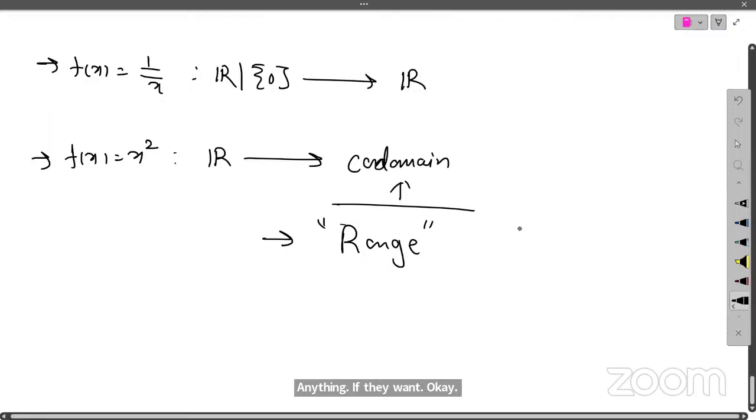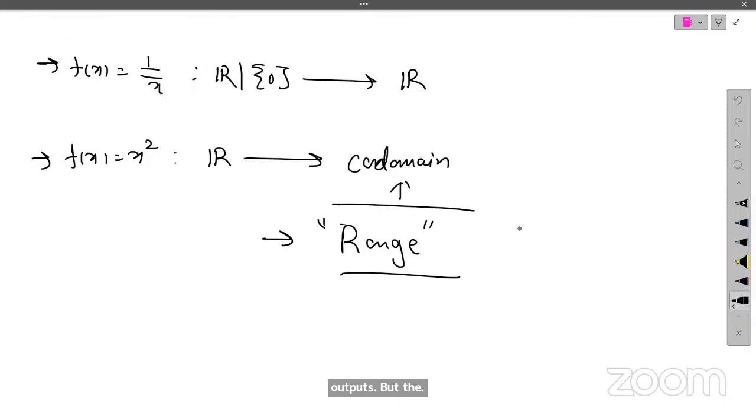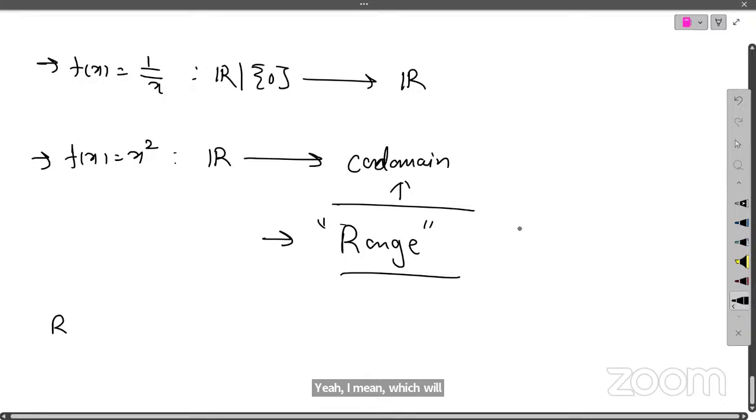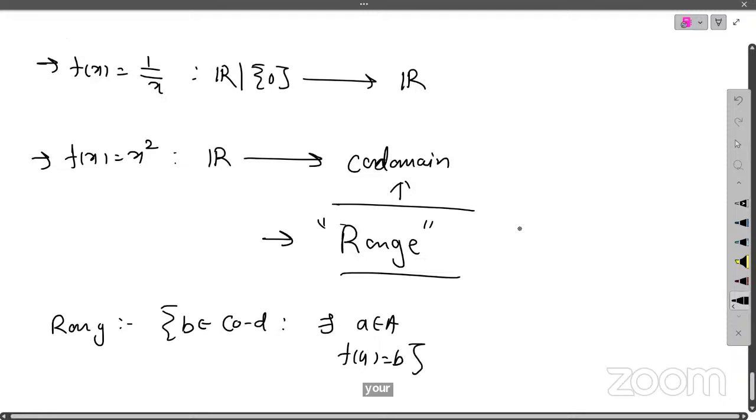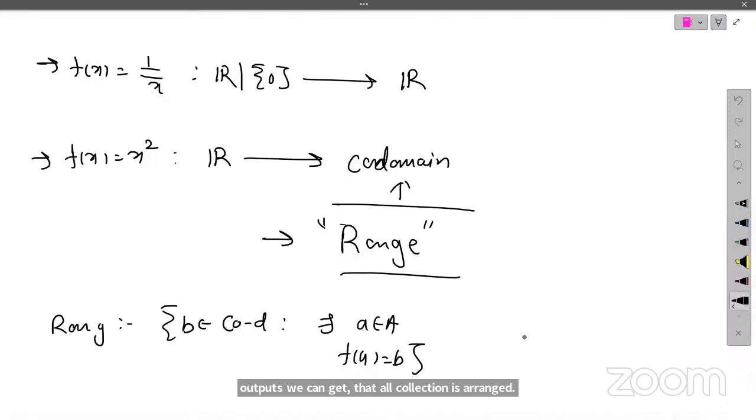What are the exact outputs? The codomain is the set of possible outputs, but the range is the collection of all outputs which we will get as we vary our inputs. The range is all the b belonging to the codomain such that there exists an a belonging to the domain such that f of a is equal to b. That means whatever outputs we can get, that whole collection is our range. But the codomain depends on the person. Okay, is that fine?